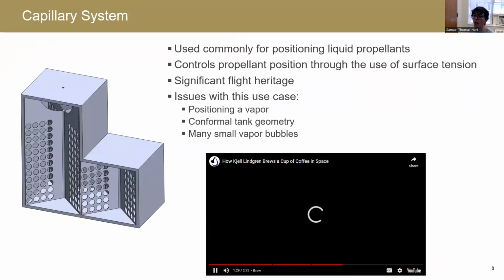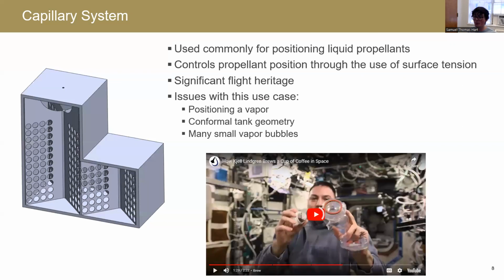All right, so the first device we're going to look at is a capillary system. Now, capillary systems work by using surface tension to control the position of a liquid propellant. They're very commonly used in traditional tanks, specifically your axisymmetric tanks with a liquid propellant and a separate pressurant gas. They've got a lot of heritage. We've been using them essentially since we've been managing fluids in space. So they're very well documented. Now, there are inherent issues with using them in our system, though. I'm going to outline them here.